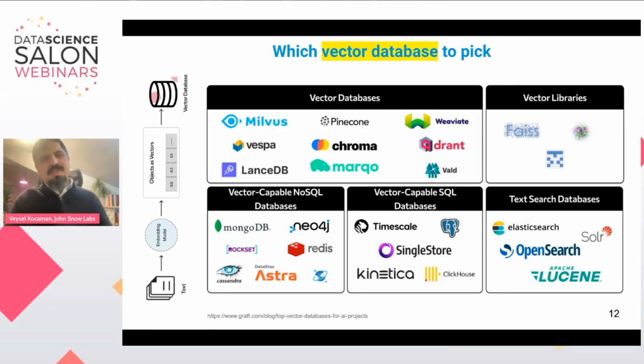For the vector DB, which one to pick? There are many vector DBs out there.